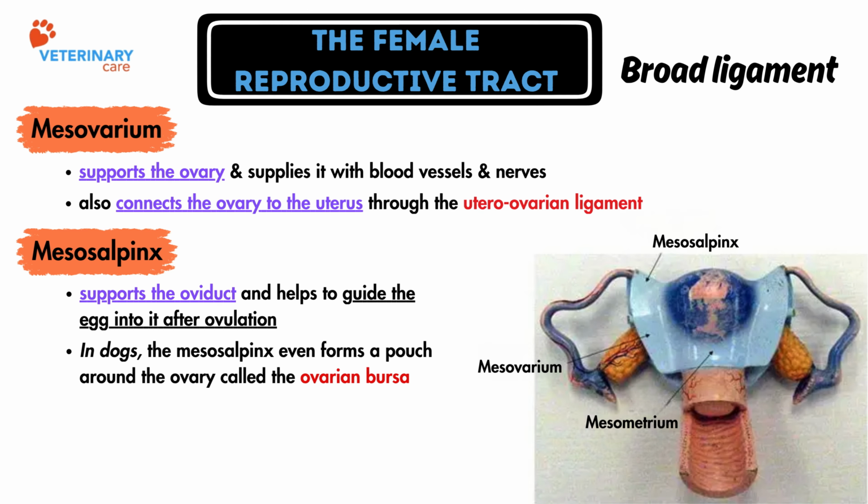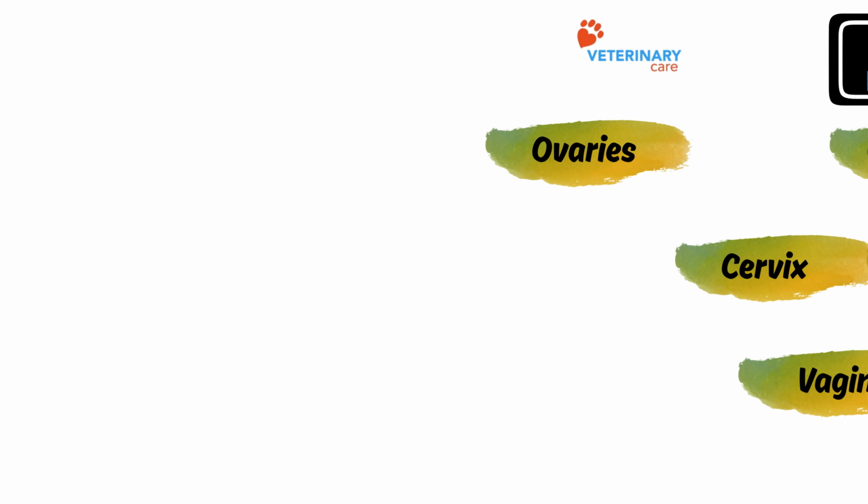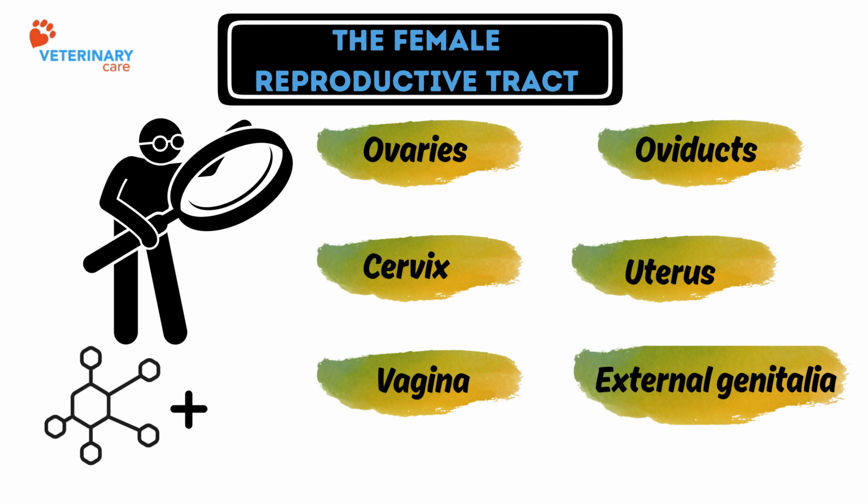Finally, we have the mesometrium, which is the largest part. It supports the uterine horns and the body of the uterus, literally making the uterus hang from the body wall. In the next video, we will explore each part in more detail and connect its structure to its function.